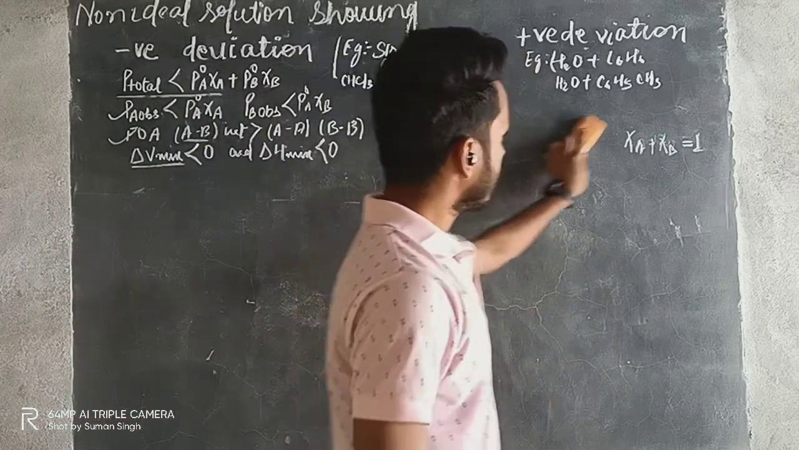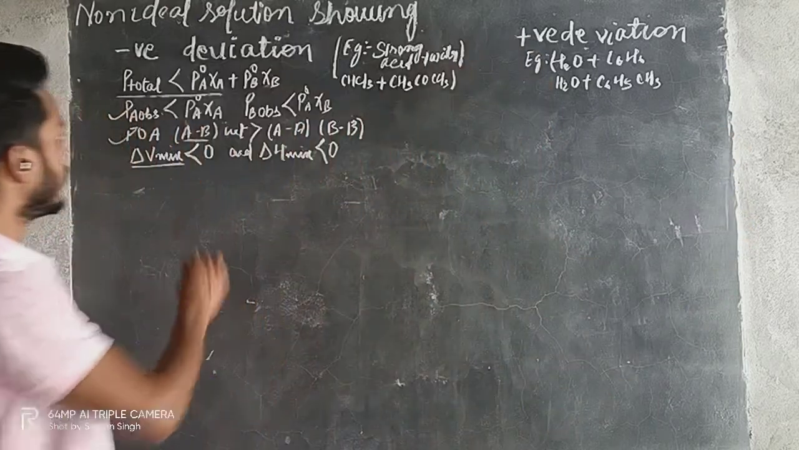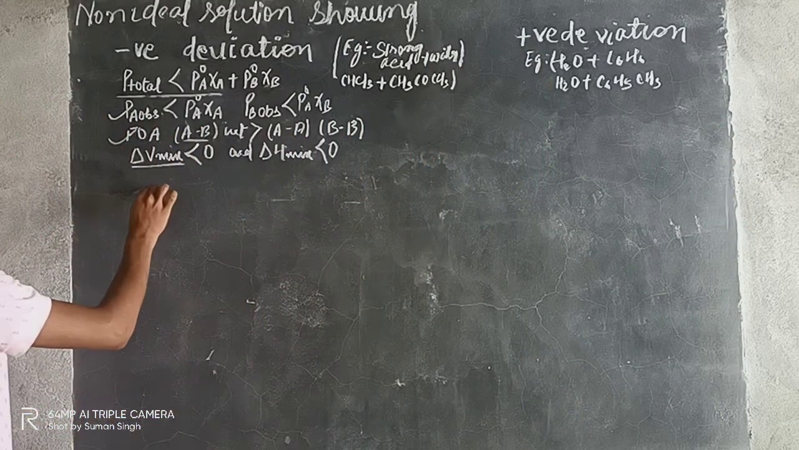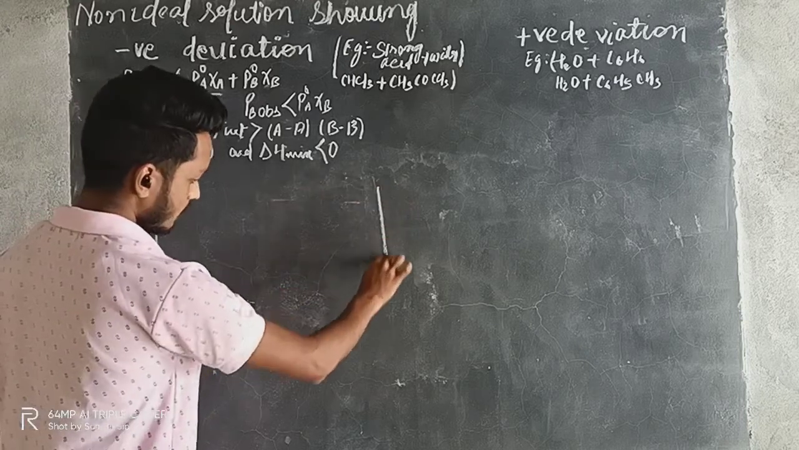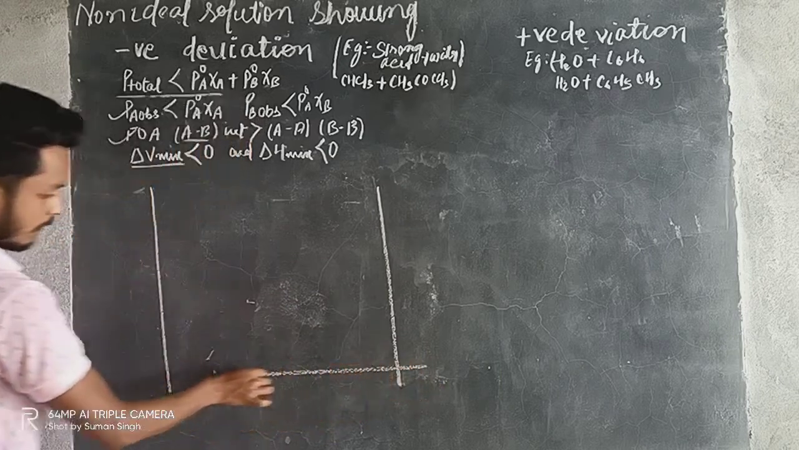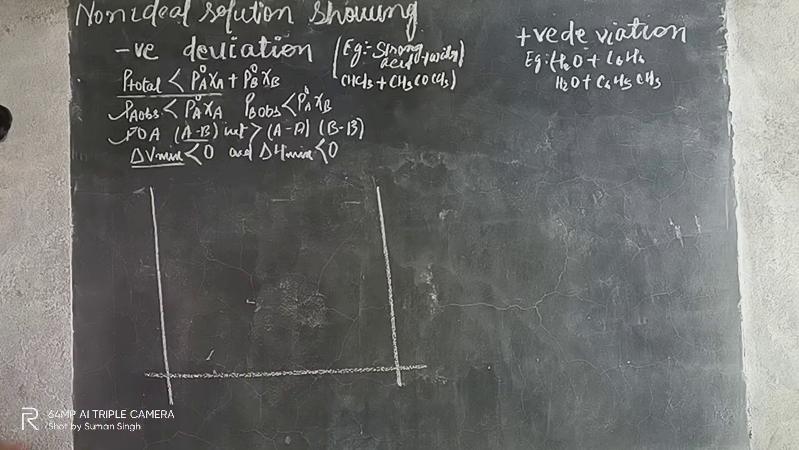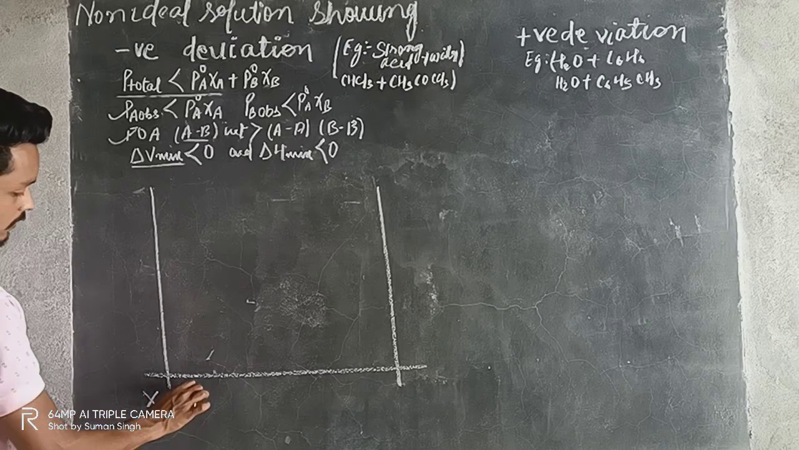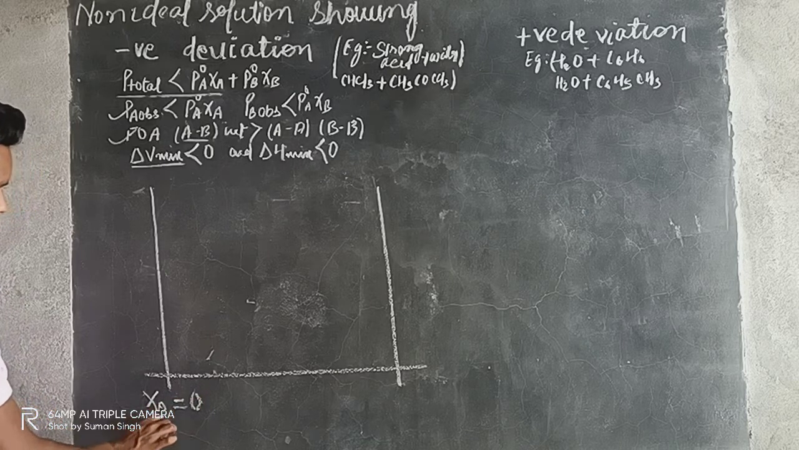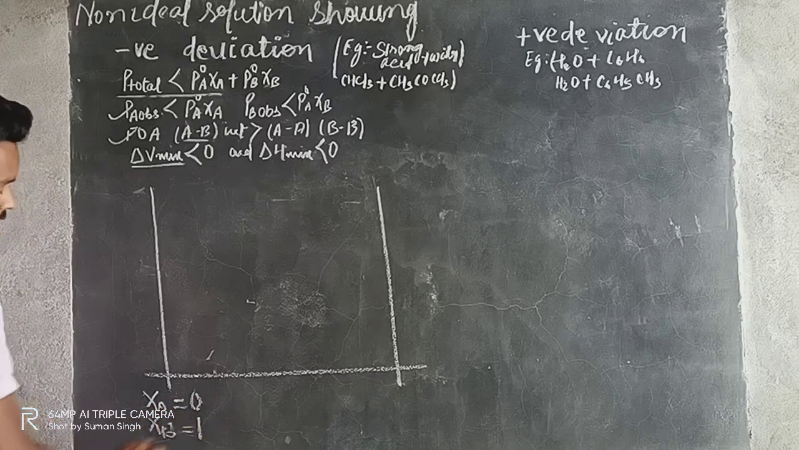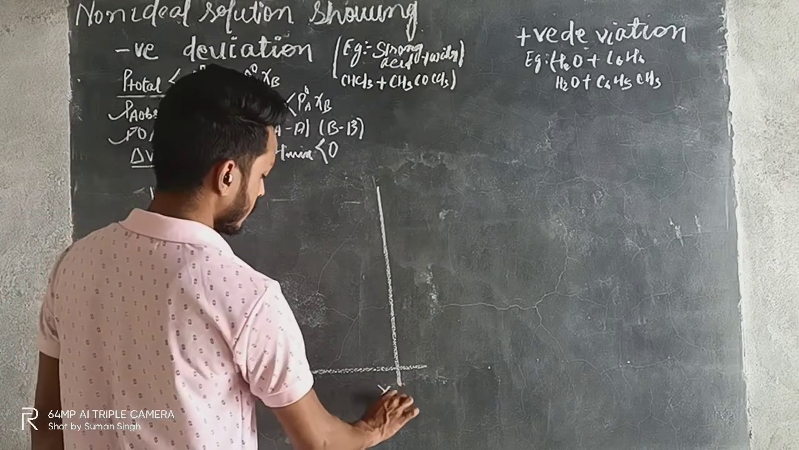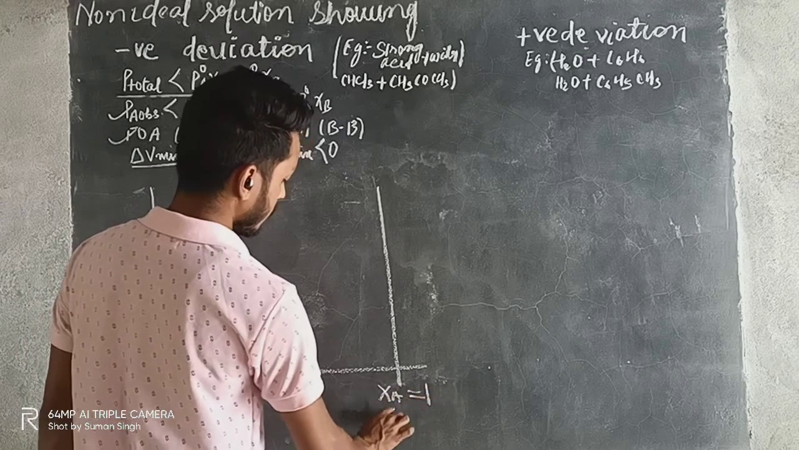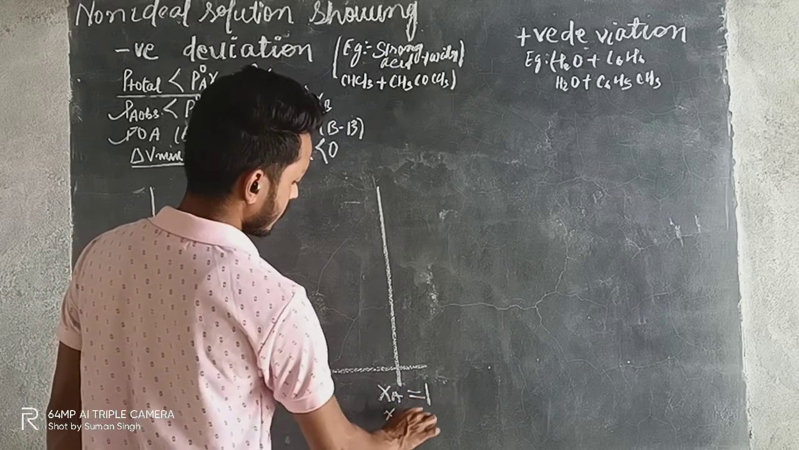So let's understand this with a graph for negative deviation. For negative deviation, the same graph pattern will be the same. Nothing will change much here. The same thing what I have told you here, mole fraction of A is 0 here, and here mole fraction of B is 1. And in this case mole fraction of A is 1 and mole fraction of B is 0.